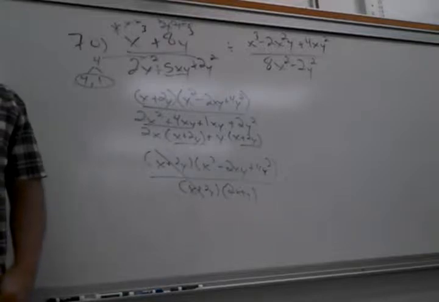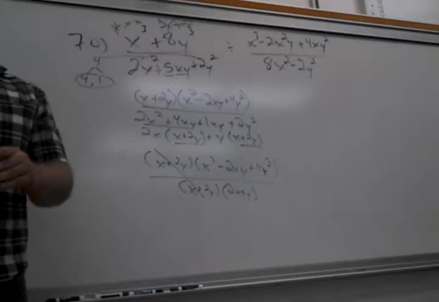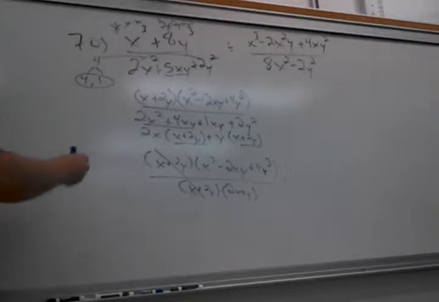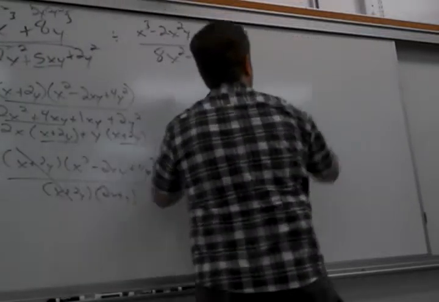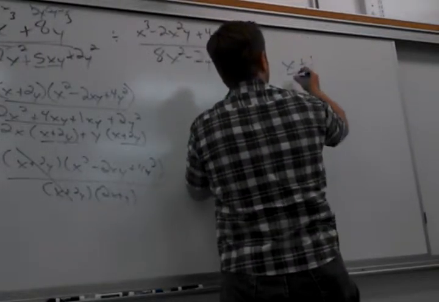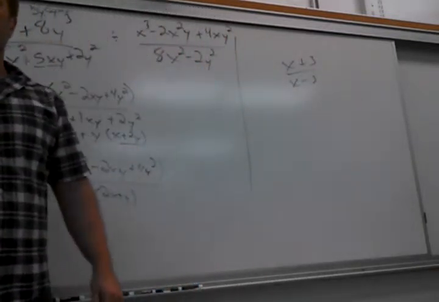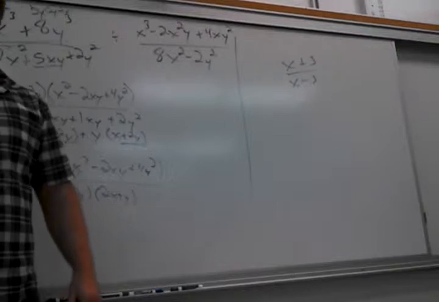Sounds good. Please tell me you can't do it. Why can't you do that? You said so. No, it's never good enough. Oh, because the powers are. No. So let me write a little easier for you to look at. So if I had x plus 3 over x minus 3, why can I not kill the x's? Because they're not like terms.